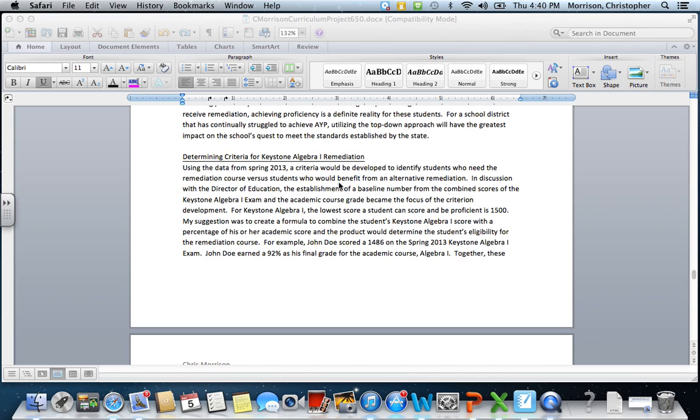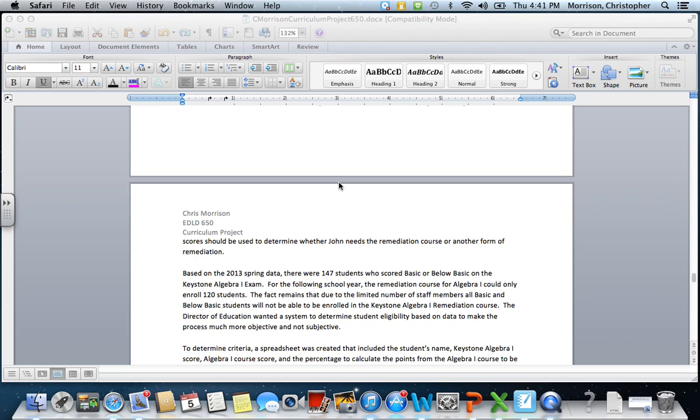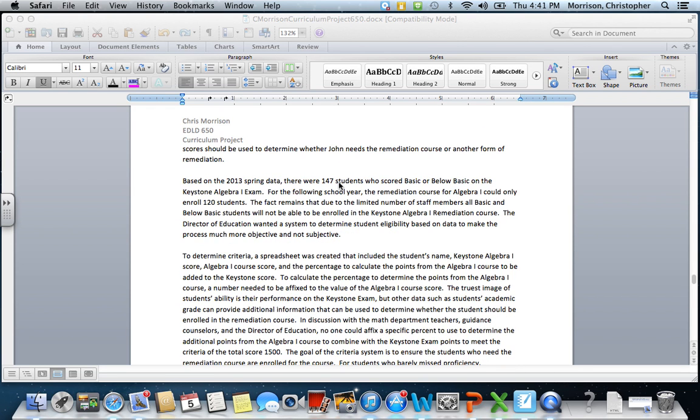So my example is John Doe scored a 486 on the spring 2013 Keystone Algebra 1 exam. So roughly he was 14 points away from being proficient. In the Algebra 1 class that he had, at the end of the year, he had a 92%. So is there a way to figure out that John Doe needs remediation based on these two numbers? So it came down to utilizing a spreadsheet and the data that I had from Keystones and the academic grades from the subjects.